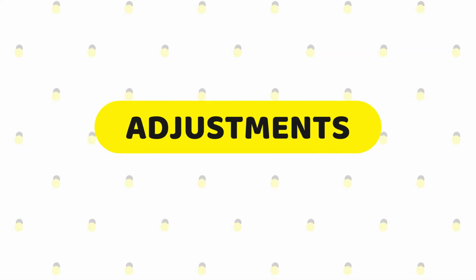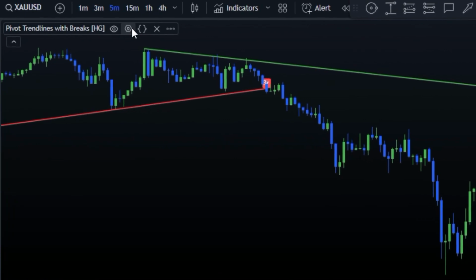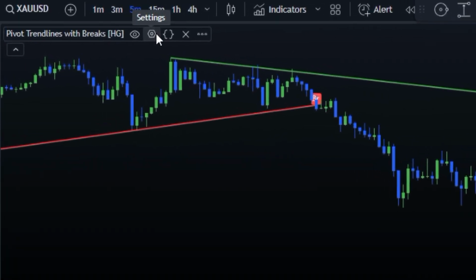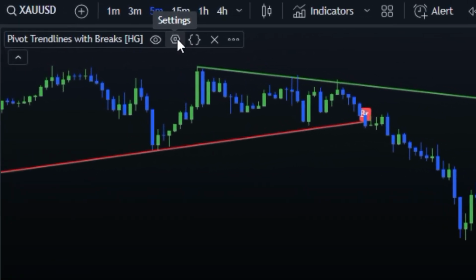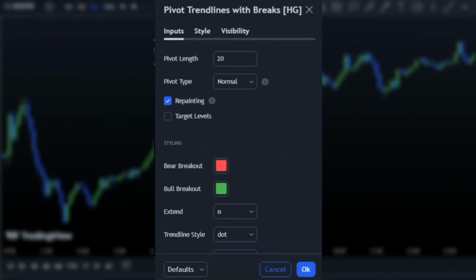Once you've added the indicator, you'll see a gear icon next to the indicator name. Click it to find the settings and make some changes to get the best out of this tool. Follow along as I show you how to do it.